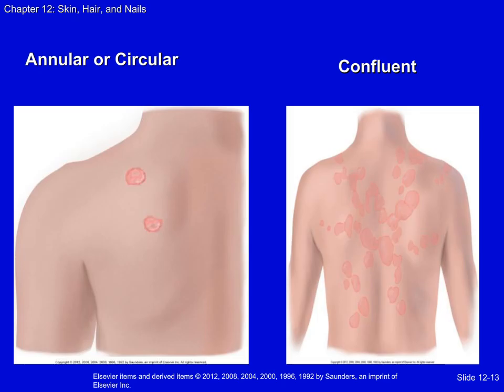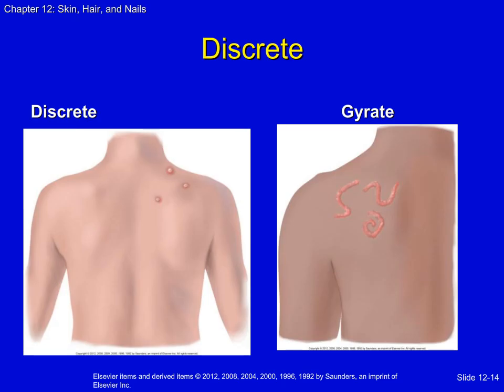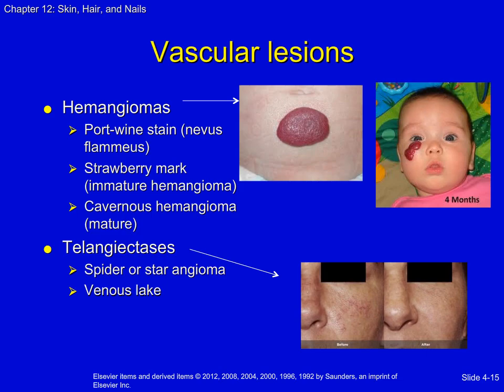The following slides have some terminology that may be helpful in describing lesions. Annular or circular, confluent, discrete, gyrate. Hemangiomas or port wine stains are often birthmarks. Telangiectasias or spider or star angiomas or venous legs are often found on the nose or face.